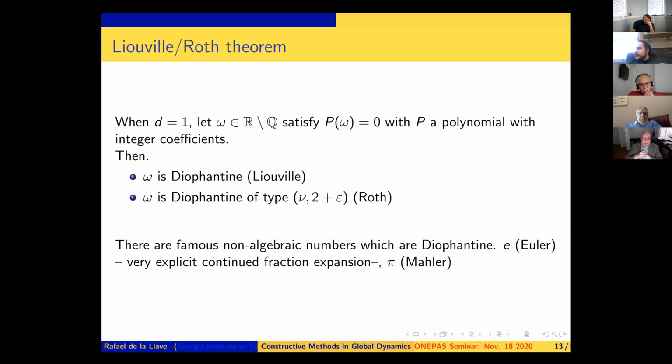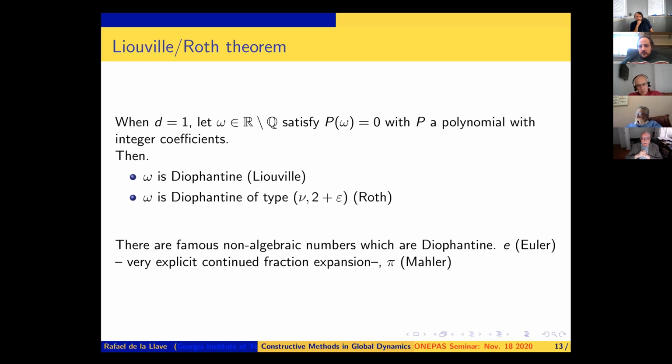The number e, 2.71, was proved by Euler to be Diophantine because he found a very dramatic continued fraction expansion. If you have seen it, it is 1, 1, 2, 1, 1, 4, 1, 1, 6, etc. Right? So it's a continued fraction expansion, and the terms in the continued fraction expansion grow very slowly. So Euler found this continued fraction expansion, and then it proves the things.